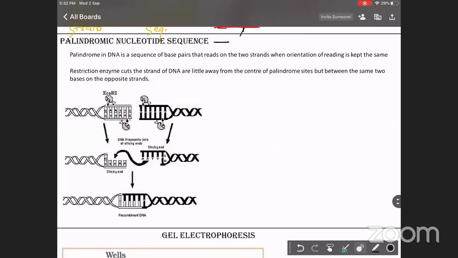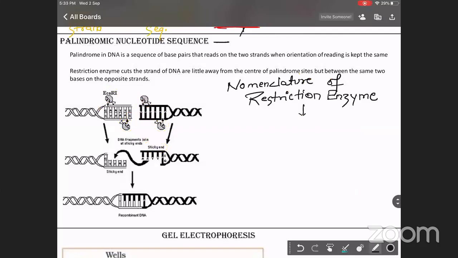Now, what we have to see is the nomenclature of restriction enzymes. As we have discussed one name, EcoRI, in the same way we are going to discuss how the names are given to a particular restriction enzyme. According to the conventional naming, the naming which we have been doing from very early on, we are using that method only.